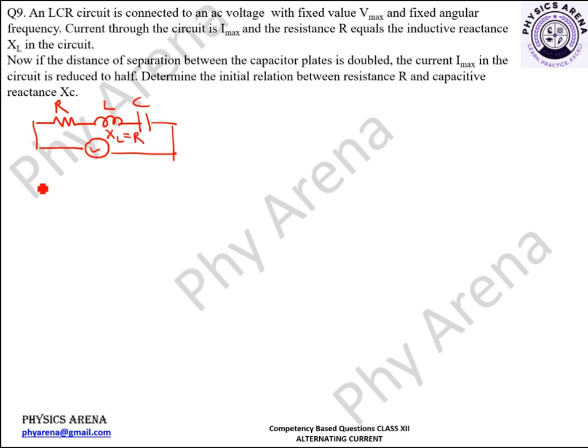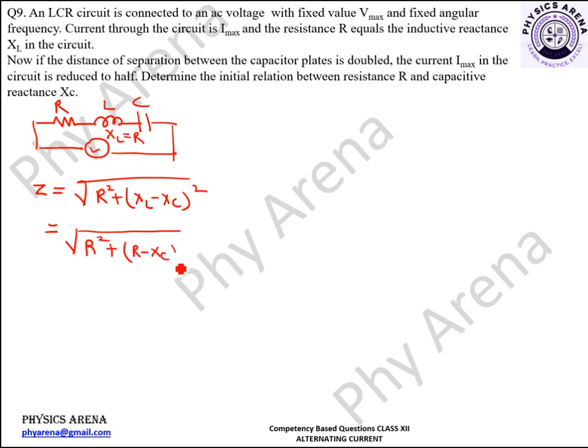Initially, Z is equal to under root of R square plus XL minus XC whole square. And in place of XL, I can write R. So it will be R square plus R minus XC whole square. That is the value of Z. And we can also find Imax, that is equal to Vmax divided by Z.